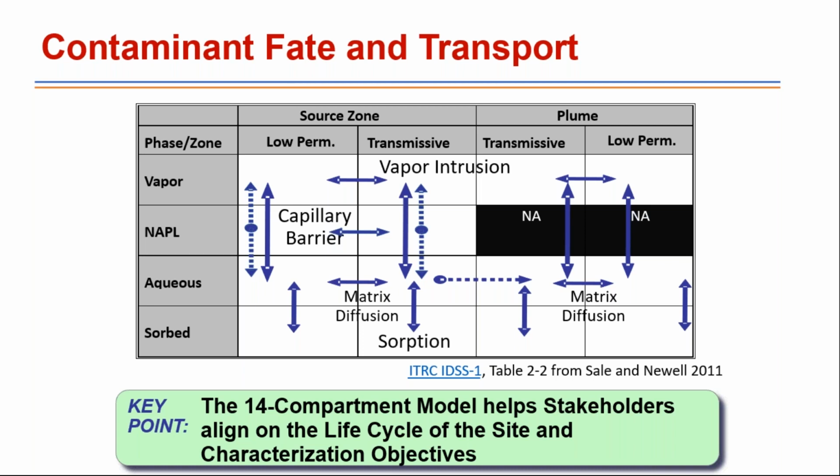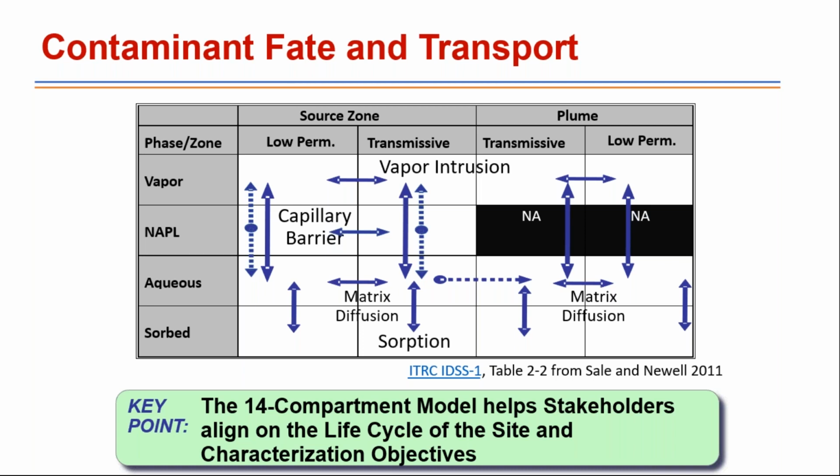If you look at the transmissive zone, you will have NAPL there. You may create NAPL in the low permeability zone. And that dotted line going out is an irreversible flux. It's going to go into vapor or into the dissolved phase. It can't go back. But the heavy line is reversible flux, where it can go from dissolved to vapor, and from vapor back to dissolved. Then toward the bottom, you have sorption, which we'll talk about more, and also matrix diffusion, which are reversible.